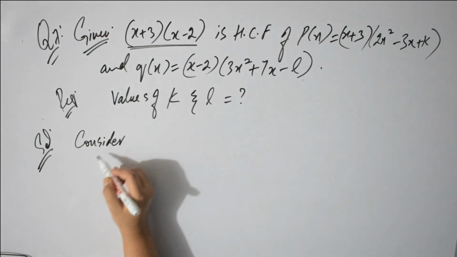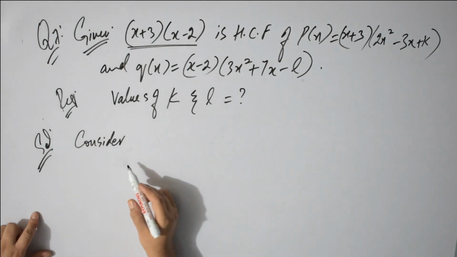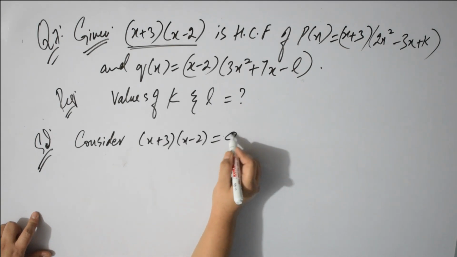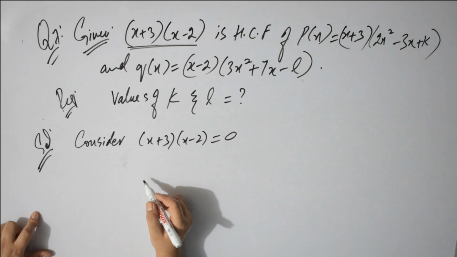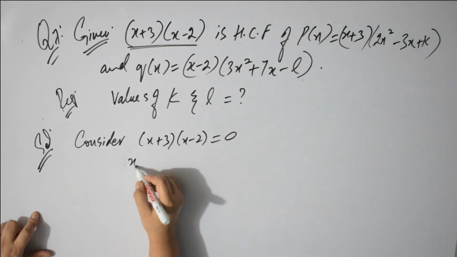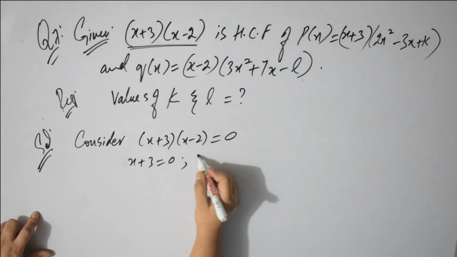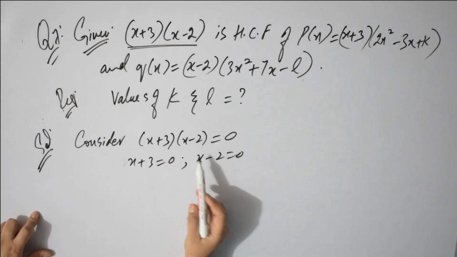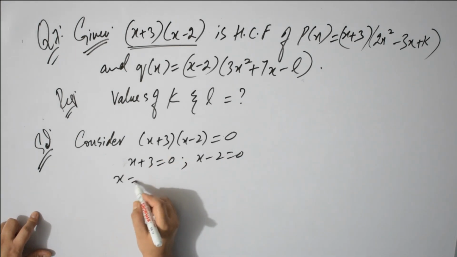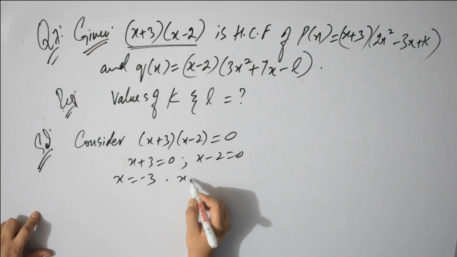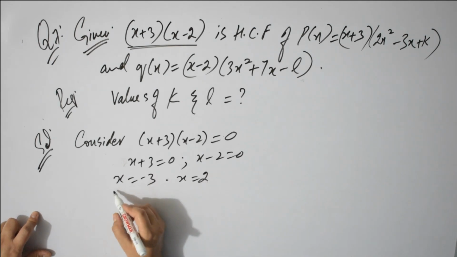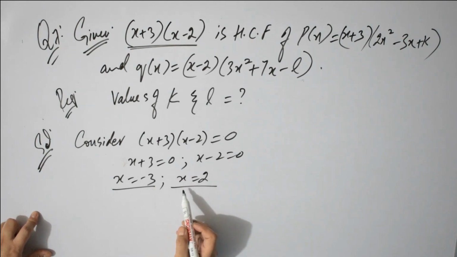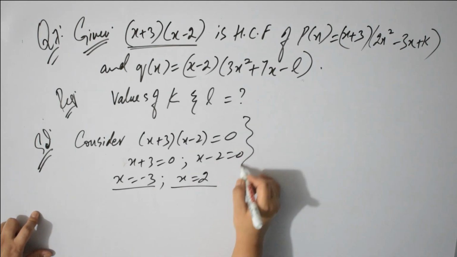We will start from this. Consider x plus 3, x minus 2 is equal to 0, because they are factors and I have to take the value. X plus 3 is equal to 0 or x minus 2 is equal to 0, so x is equal to minus 3 and x is equal to 2. So I have these two values of x. Now what is the next step?